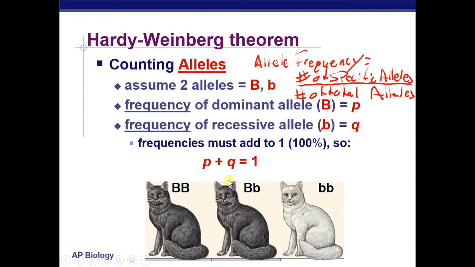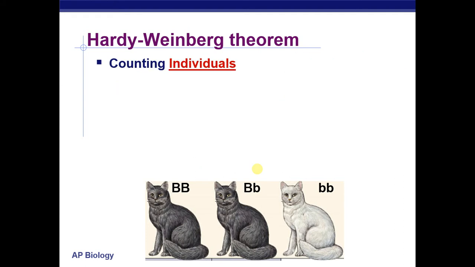Let's look at these cats right here. There are 1, 2, 3, 4, 5, 6 total alleles in this population. 1, 2, 3 of them are dominant. So 3 over 6, or 0.5, would be the frequency of the dominant allele, and 1, 2, 3 over 6, or 0.5, would be the frequency of the recessive allele. So 0.5 plus 0.5 equals 1. Hopefully we can convince ourselves of that with that simple demonstration.